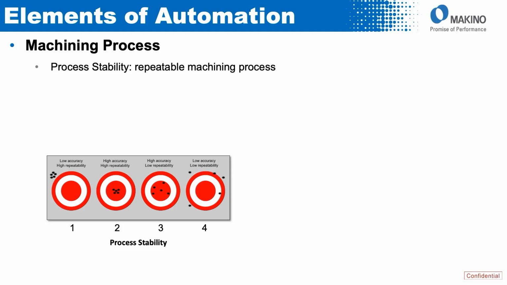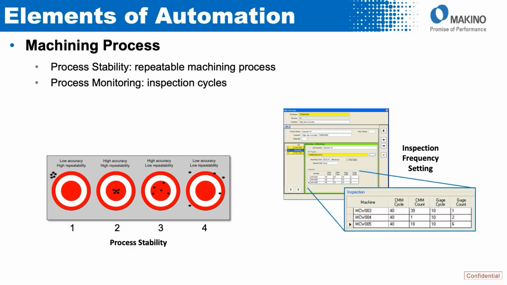As you continue to run parts automatically through that machining center, you want to produce consistent quality parts coming off that machining center. So you want your machining process to be repeatable. And then in order to monitor that, to make sure that you're staying within the boundaries that have been set up for your process, one of the things that we talk about is inspection cycles. So many of the cell control systems, and I'll get into more detail about that a little later, allow setting up a frequency of inspection.